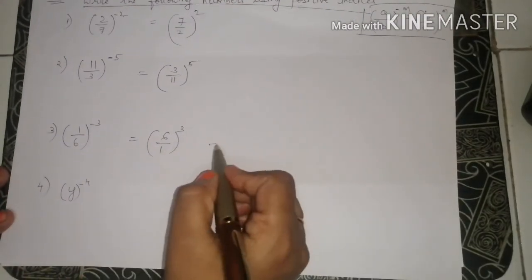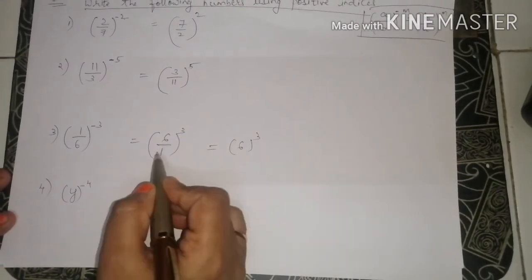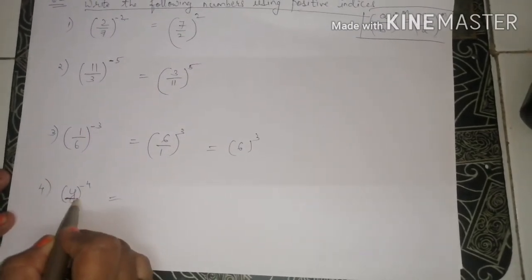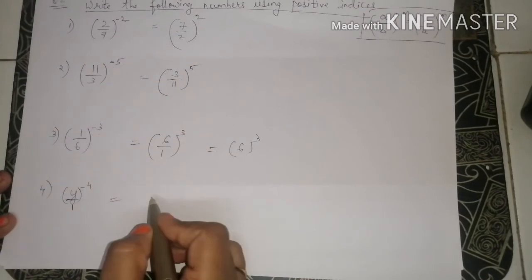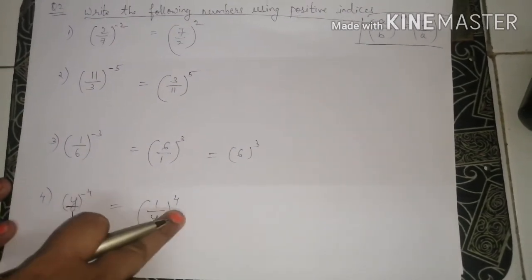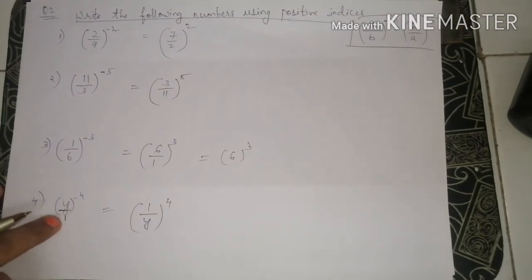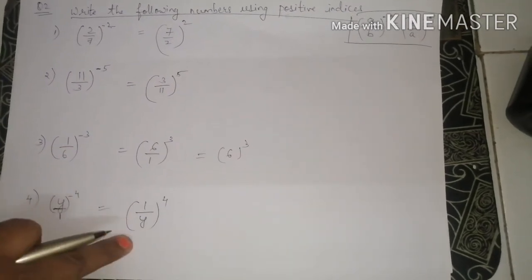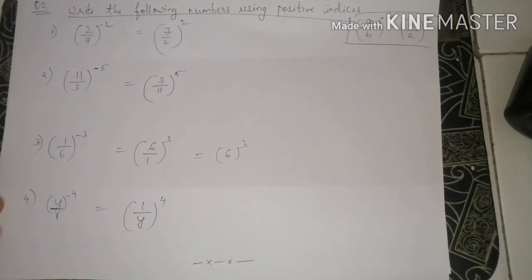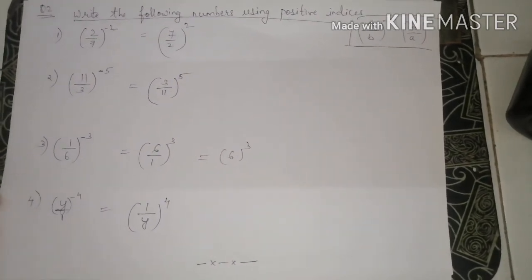You can keep it as it is, or you can write it like this also, 6 raised to 3. Now this y raised to minus 4, here nothing is there, you can consider it as 1 down. So it will become 1 upon y raised to 4. This minus 4 will become positive 4 by taking the reciprocal of y, that is 1 upon y. So here we have ended practice set 29. Now in the next part we will see practice set 30.